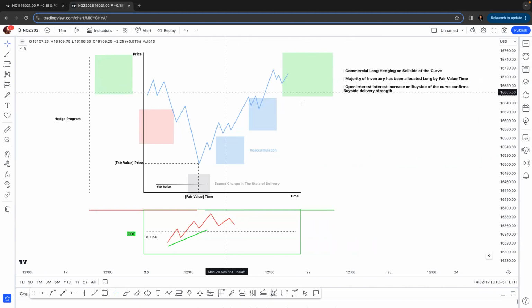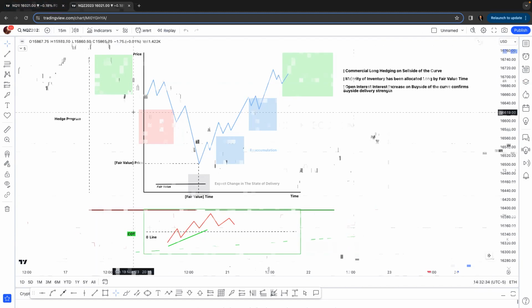Commercial longs hedging on the sell side of the curve. Everything has been allocated here below the sell side liquidity. Open interest increase on buy side of the curve. We're not going to talk about open interest much here because we're just focusing on the commercial hedging. So now let's go to the actual chart and look.